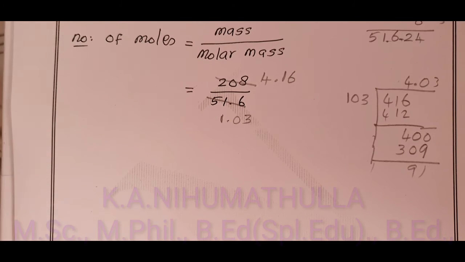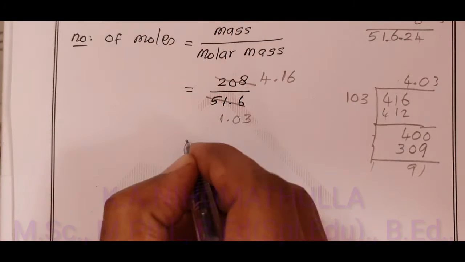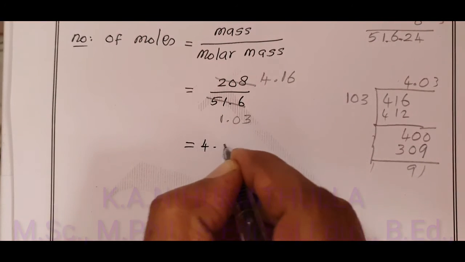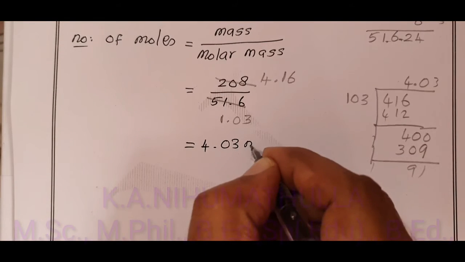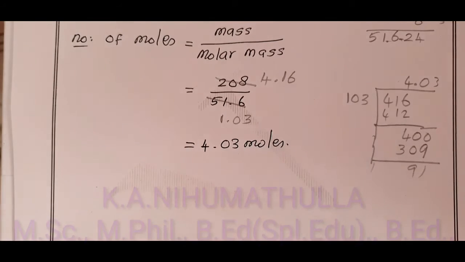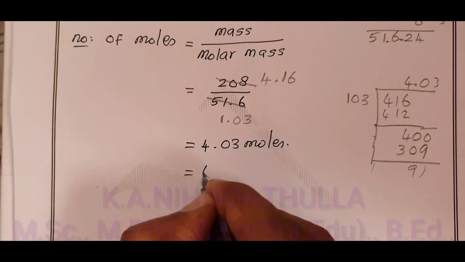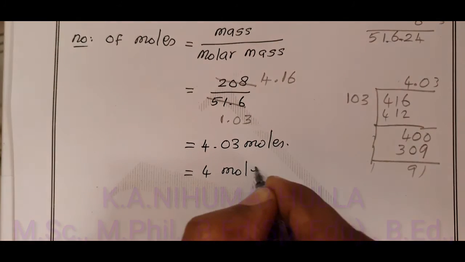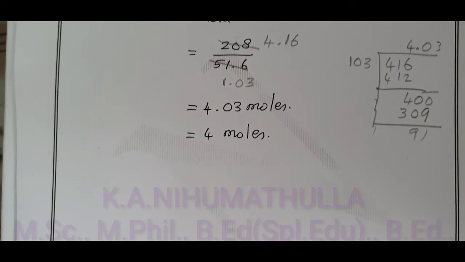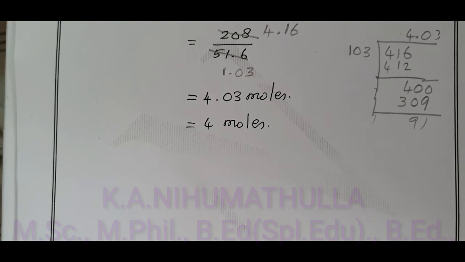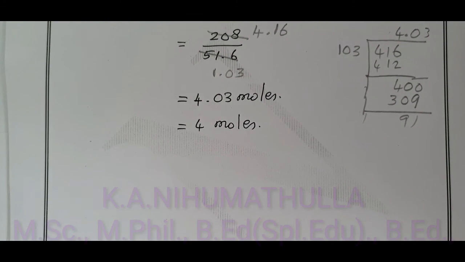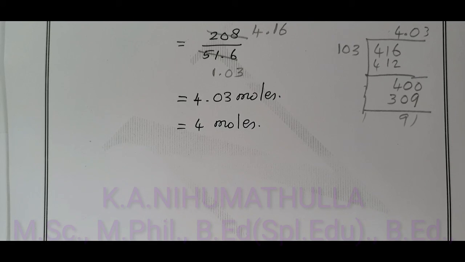The answer is 4.03 moles. This is the number of moles. 4.03 moles. Correct? Number of moles calculated. Approximately you can take this as 4 moles. From this, we can easily calculate how many atoms are present in 208 gram.